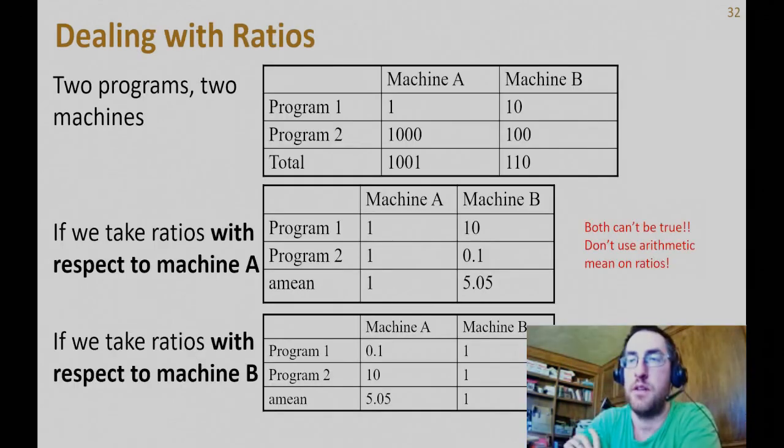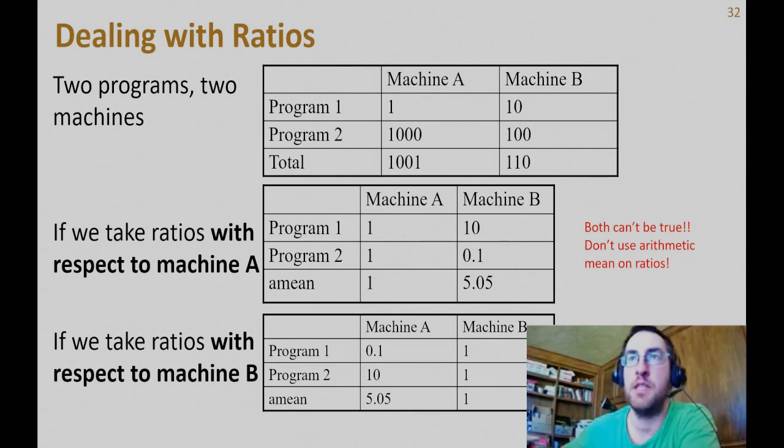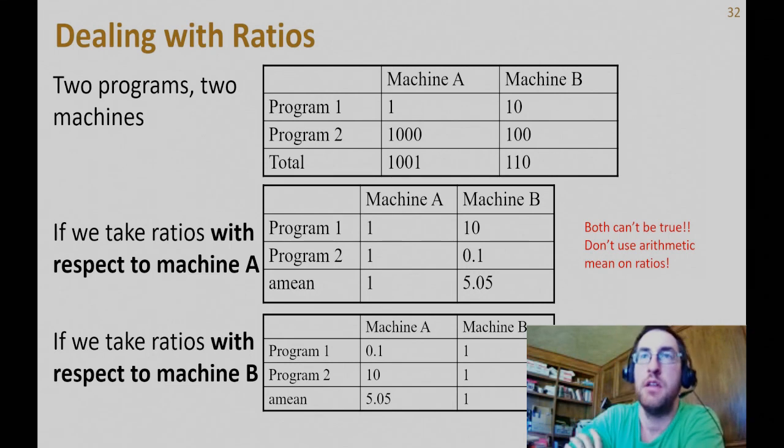Now for ratios, another common trick in computer performance evaluation is to use a ratio of performance in order to compare something to a baseline. So here again, we have our two machines, machine A and machine B, same parameters as before. We can take the ratios with respect to machine A as a baseline, so we can divide everything out by the time it takes to run on machine A. Machine A takes 1,000 time units to run program 2, so machine B's ratio for program 2 is 100 divided by 1,000, which is 0.1.